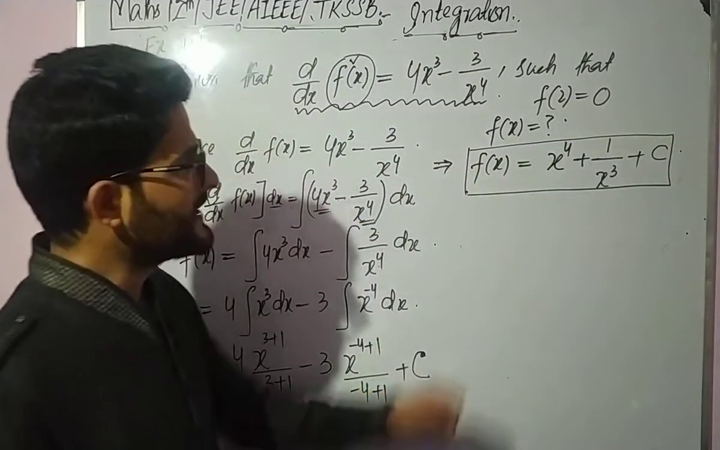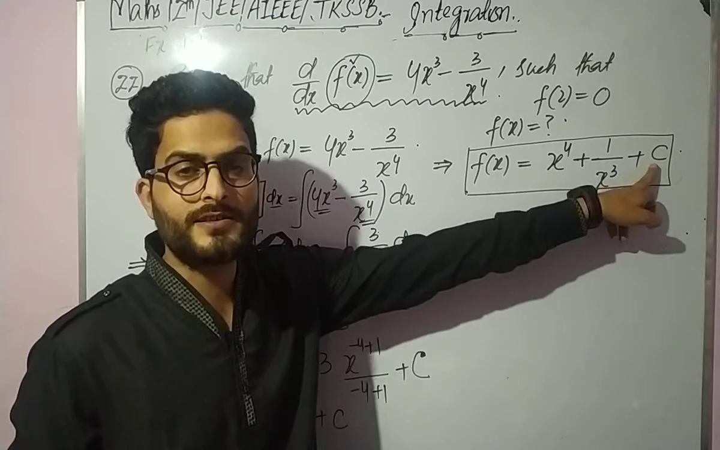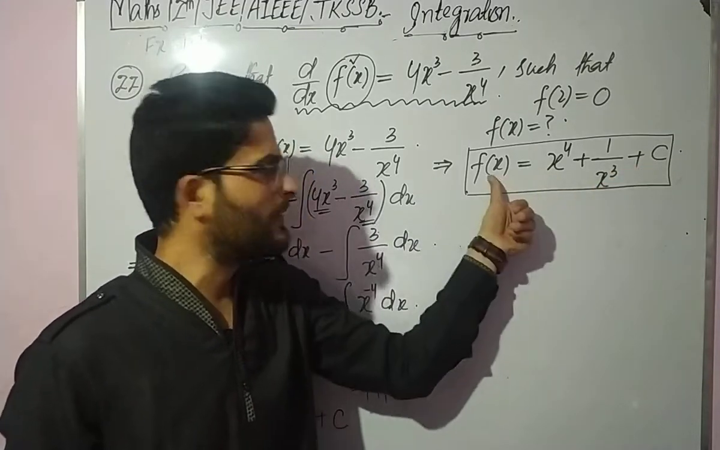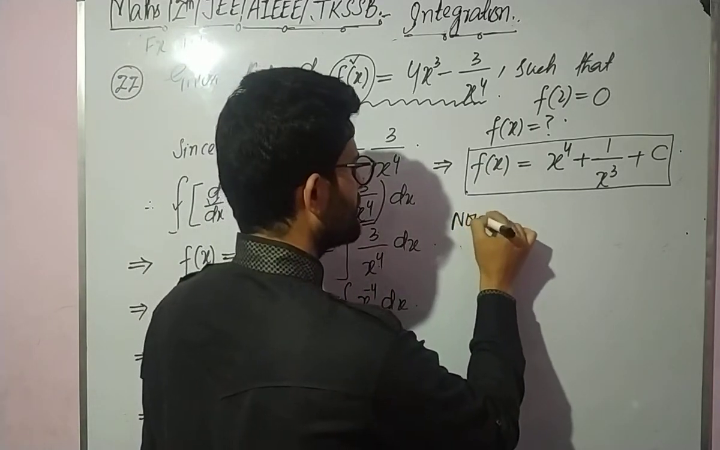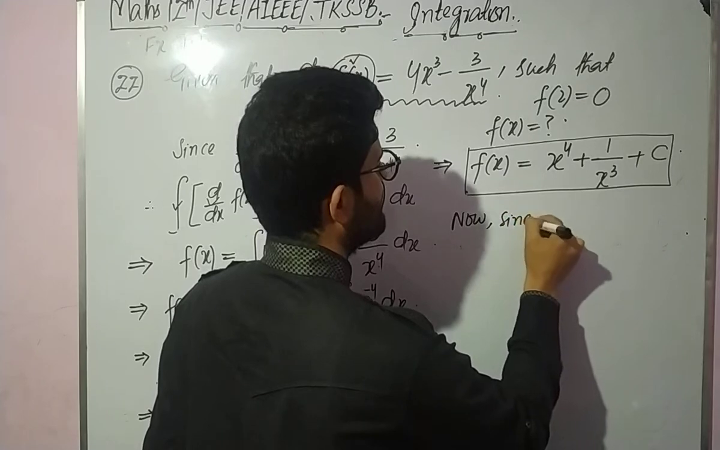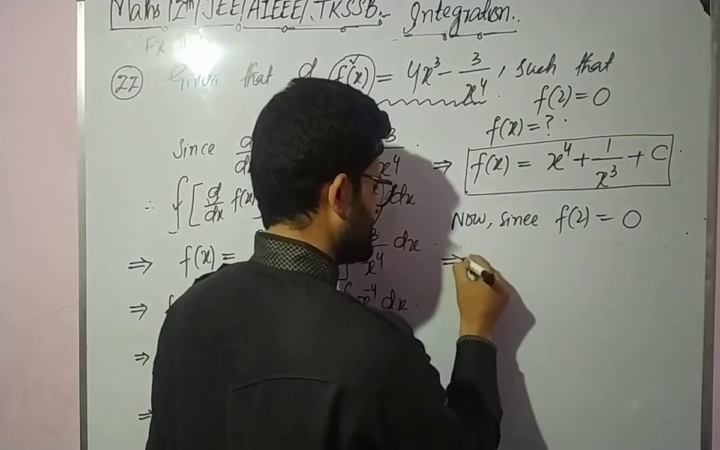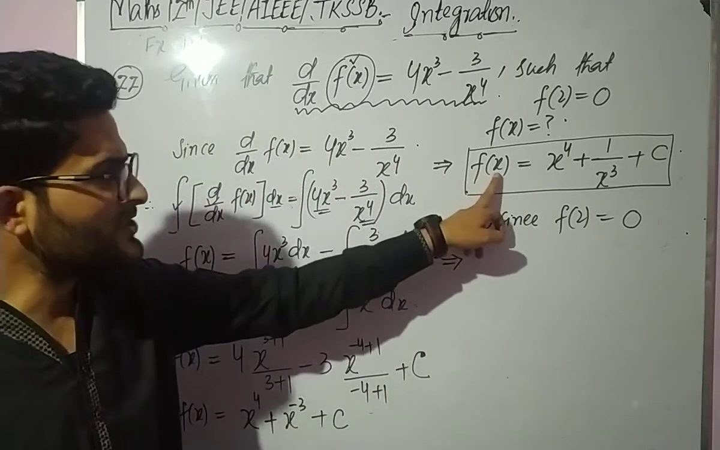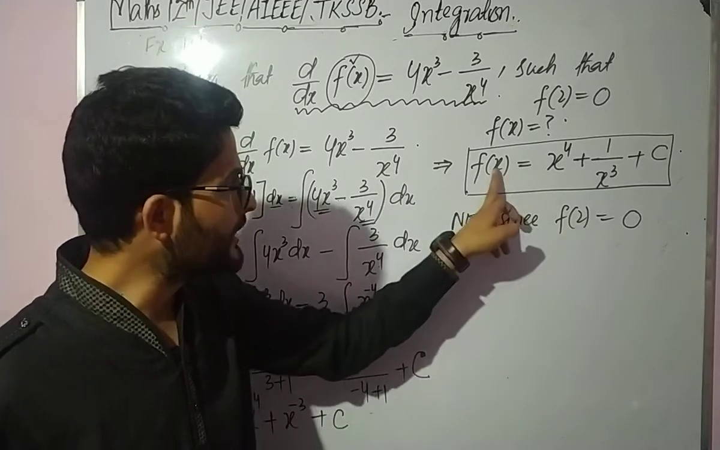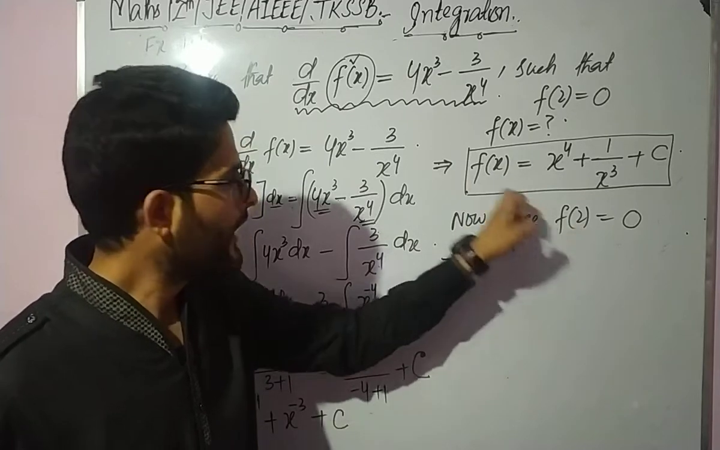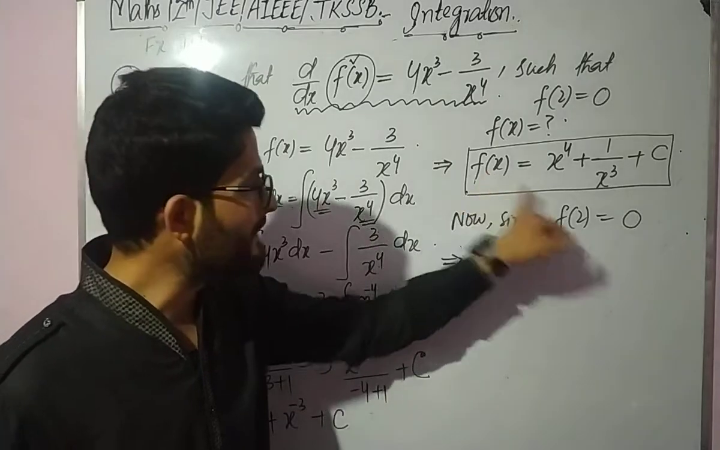But it is given that f of 2 is equal to 0. If we put f of 2 here, we will get the value of this constant c. And after putting the constant c here, we will get the required value of f of x. Now, since f of 2 is equal to 0, we have the value f of x. F is a function, x is an input. So the input here is x and the input here is 2. So we have to replace this x with 2. In the function, wherever there is x, we have to replace that x by 2, because that is the difference between f of x and f of 2.